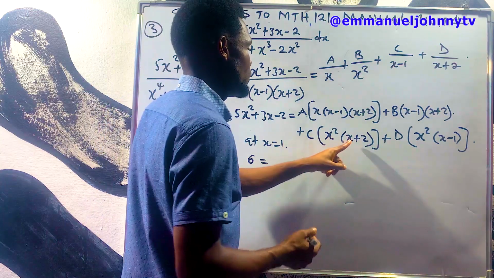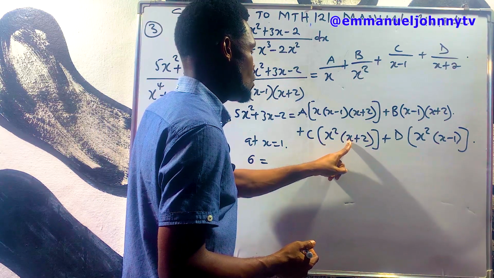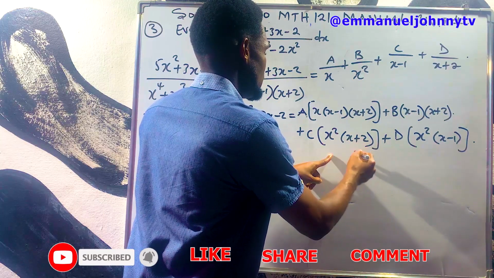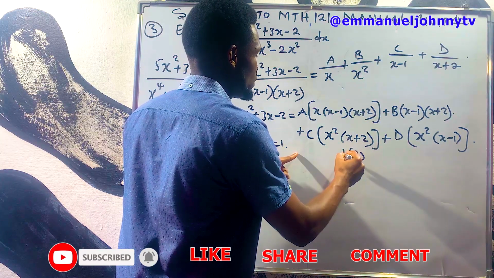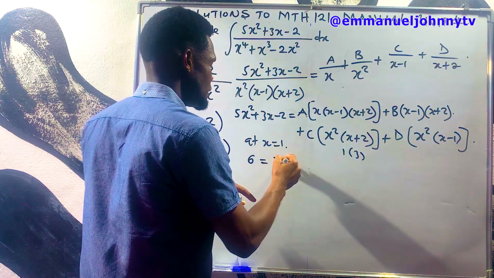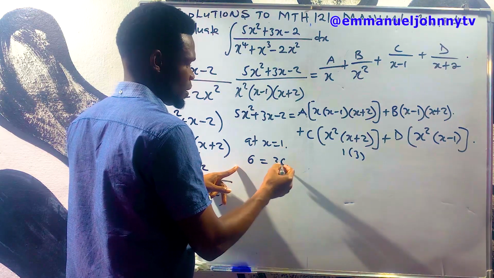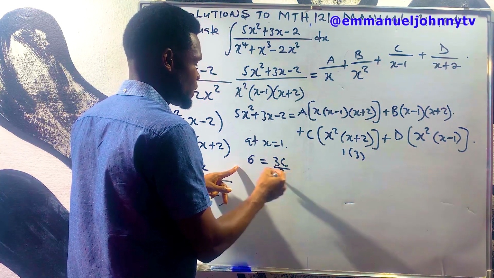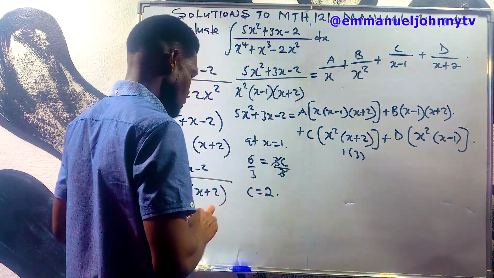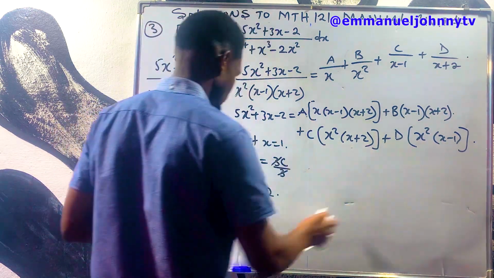So I'm going to have 1 plus 2 is 3. So that will be 3 times 1 squared is 1. So 1 times 3 is 3. 3 times c is 3c. Meaning that if I'm looking for c, divide both sides by 3. Meaning that c is equal to 2. We have obtained the value of c.